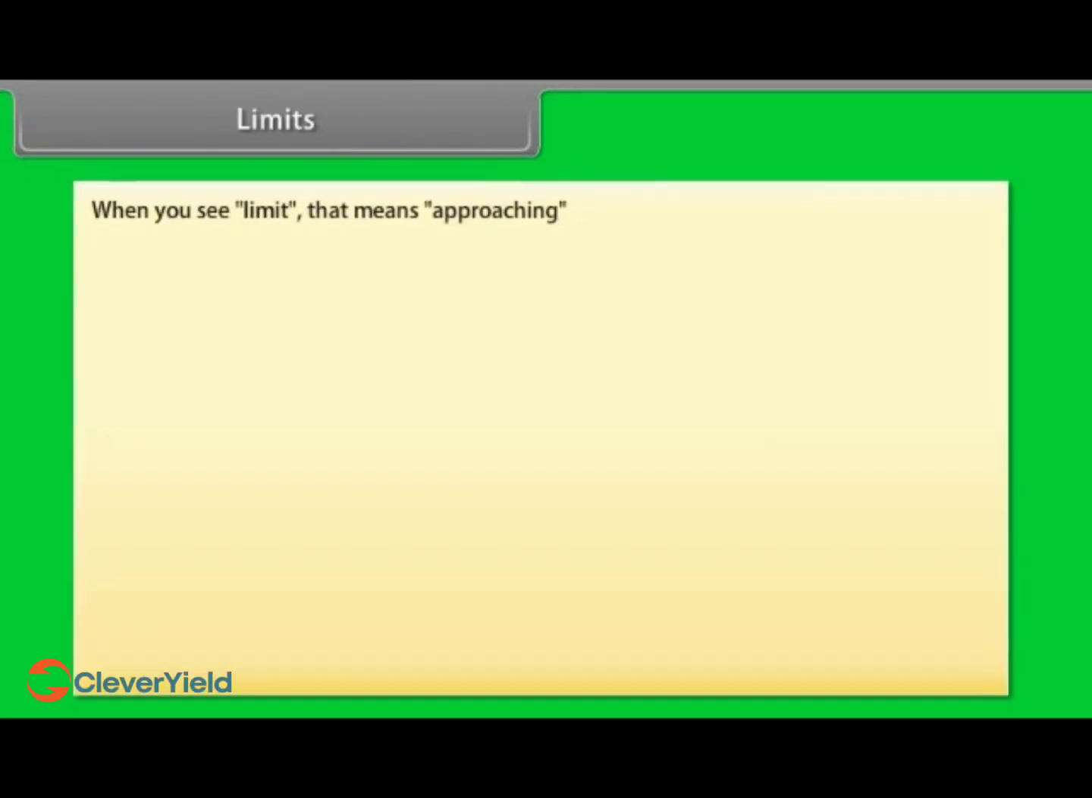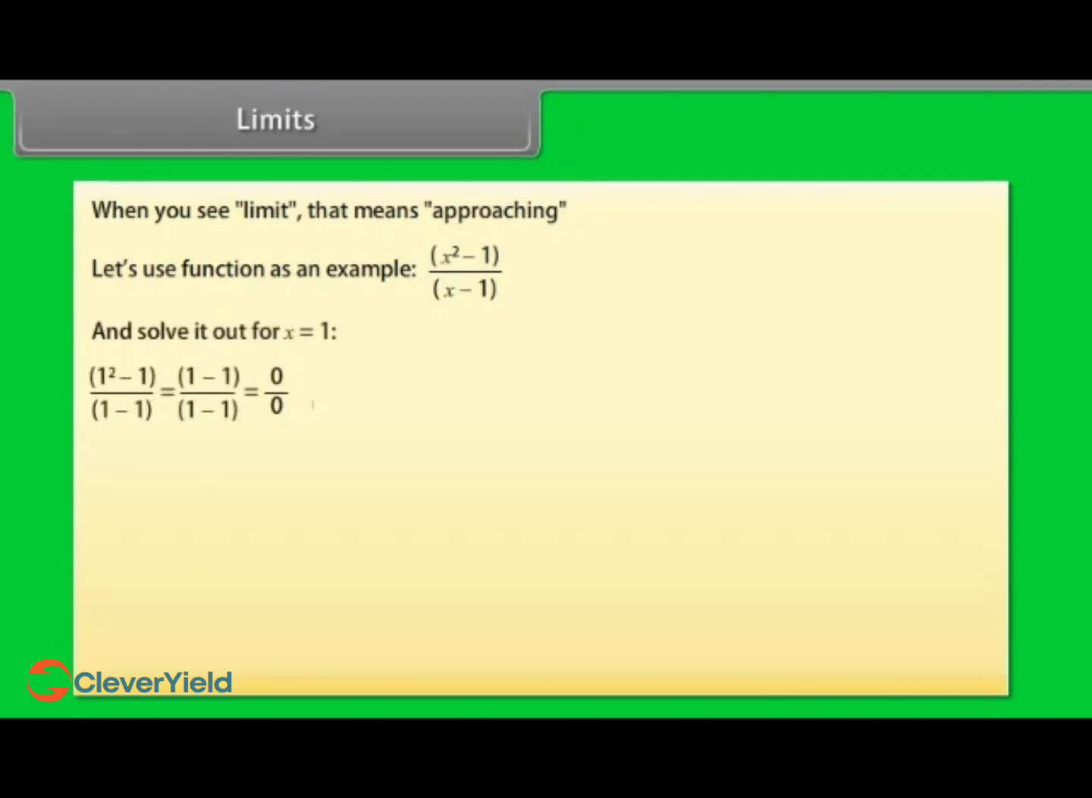Limits. When you say limit, that means approaching. Let's use this function as an example: x square minus 1 by x minus 1, and let's work it out for x is equal to 1. 1 square minus 1 by 1 minus 1 is equal to 1 minus 1 by 1 minus 1, which is equal to 0 by 0. Now 0 by 0 is a difficulty. We don't really know the value of 0 by 0, so we need another way of answering this.